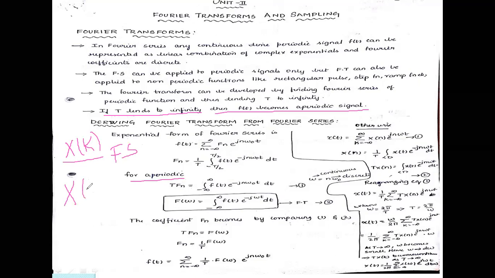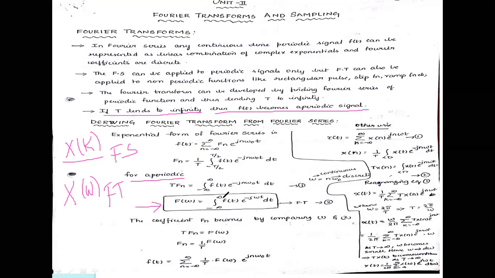X of omega. Omega means it is a Fourier transform coefficient. So F of omega is equal to the integral from minus infinity to infinity of f of t e power minus j omega t dt. This is the equation to find the Fourier transform of the given signal f of t.